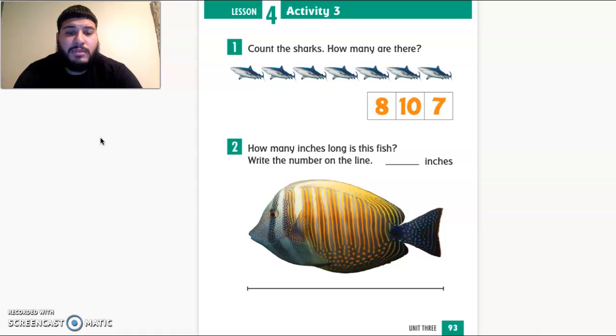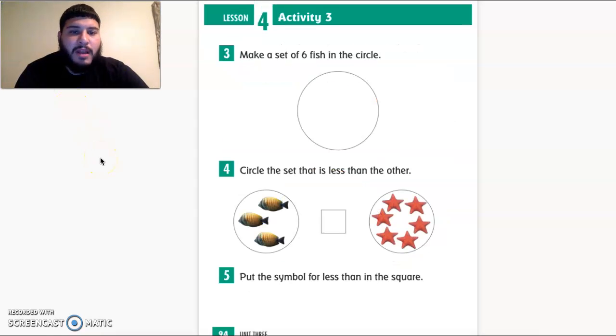Number 2, how many inches long is this fish? Write the number on the line. Now, let's move on to number 3. Make a set of 6 fish in the circle. So basically, you draw 6 fish inside the circle.